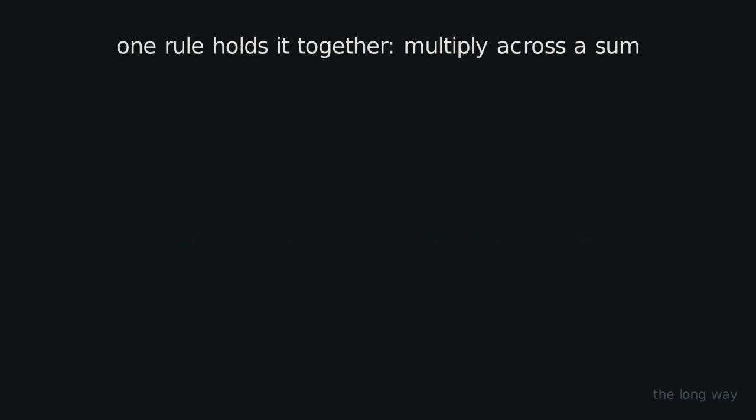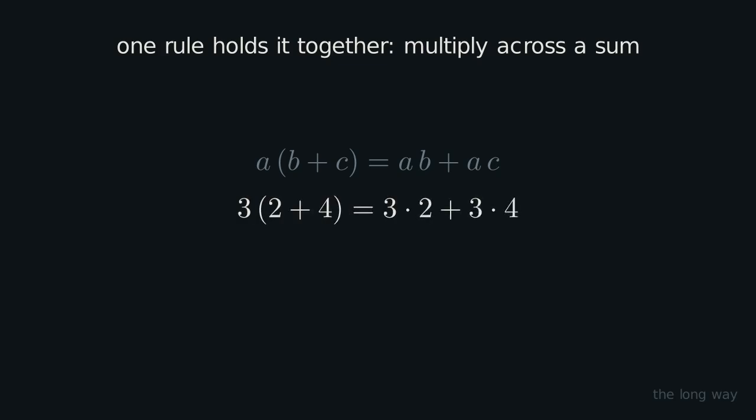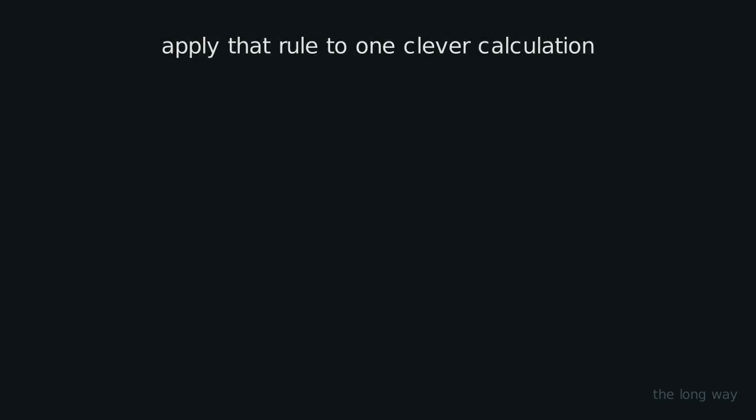The rule is this. When you multiply a number by a sum, you can break the sum apart and multiply the pieces separately. 3 times the quantity 2 plus 4 is the same as 3 times 2 plus 3 times 4. You can check it. Both give 18. This rule is everywhere, quietly holding the number system together, and we are not willing to give it up. So let's apply that rule to one carefully chosen calculation.